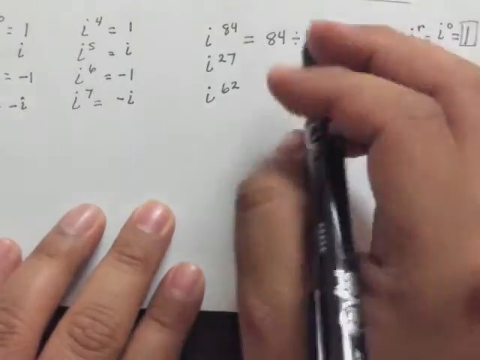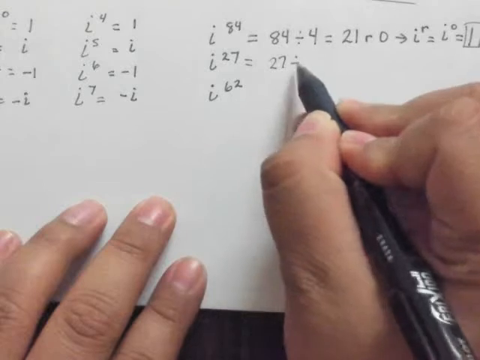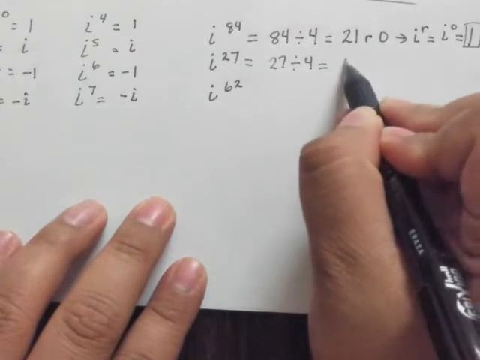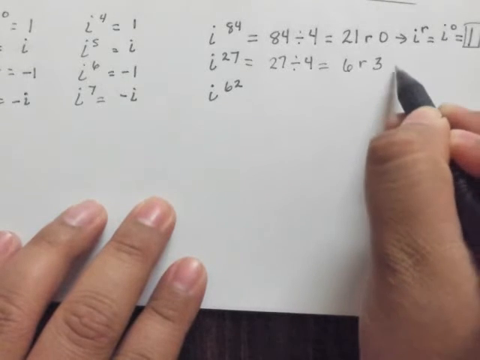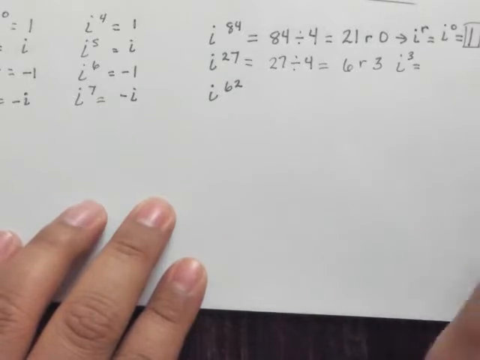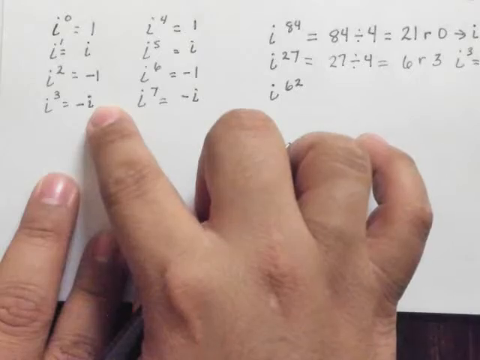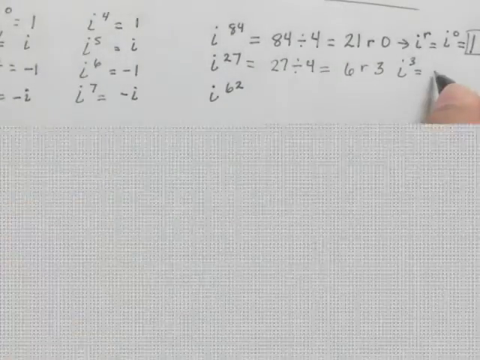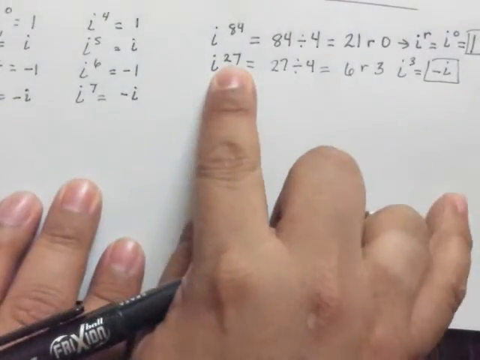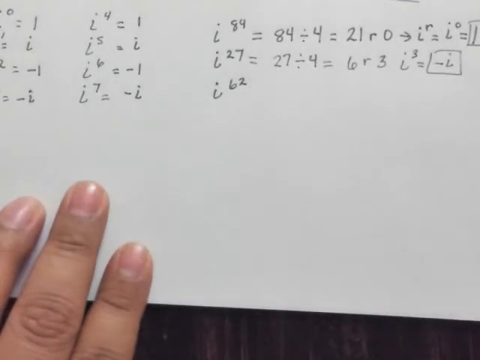All right, now let's take i to the 27. Well, we're going to do 27 again, and then we're going to divide that by 4. And we get 6 with a remainder of 3. So we're going to take i, in this case to the third power, the remainder. And if I look over here, i to the third power is -i. Therefore, i to the 27th is -i. All right, so that's pretty interesting.